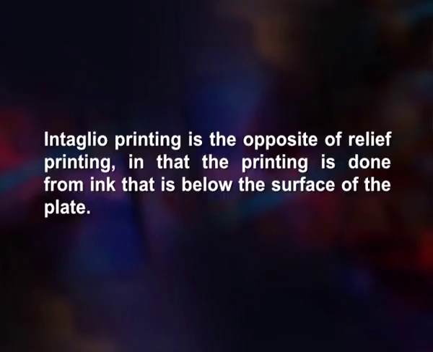Intaglio printing is the opposite of relief printing in that the printing is done from ink that is below the surface of the plate. The design is cut, scratched or etched into the printing surface or plate, which can be copper, zinc, aluminum, magnesium, plastics or even coated paper. The printing ink is rubbed into the incisions or grooves and the surface is wiped clean.